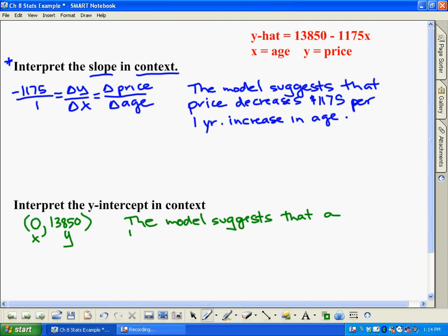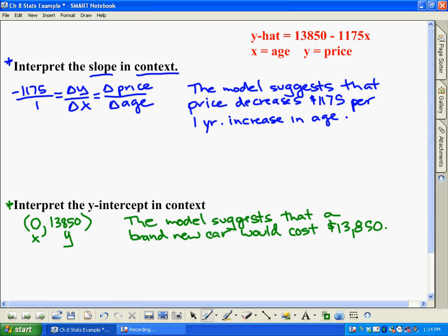a brand new car, because that's what a car would be if it was 0 years old, so a brand new car would cost how much? It's whatever the y is. So how much would it cost? It would cost $13,850. So that's what the y-intercept actually means in context. This point means this. The model suggests that a brand new car would cost $13,850 according to the data we had.